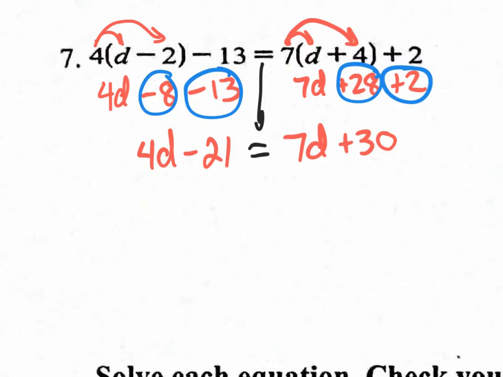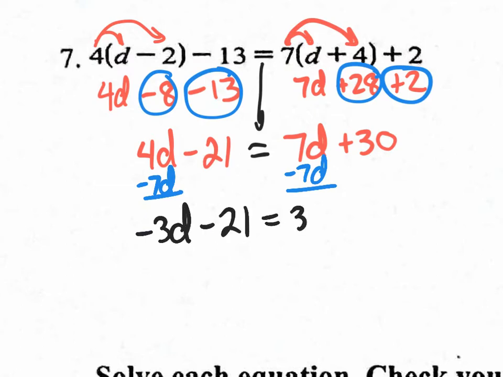So now I need to get the variable by itself on one side. I have d's on both sides. I need to get rid of one of them. So I'm going to subtract the 7d. You could have gotten rid of the 4d if you wanted to. I just chose to move the letter to the left. So I'm subtracting 7d. 4 take away 7, what's that? Negative 3 of that variable d. Minus 21 equals 30. Final 2 steps, what are they going to be?